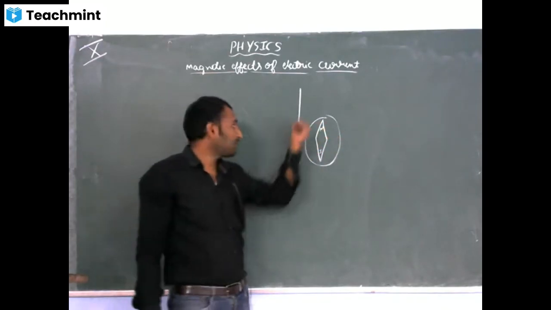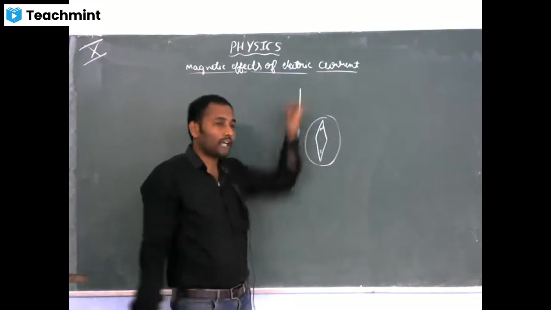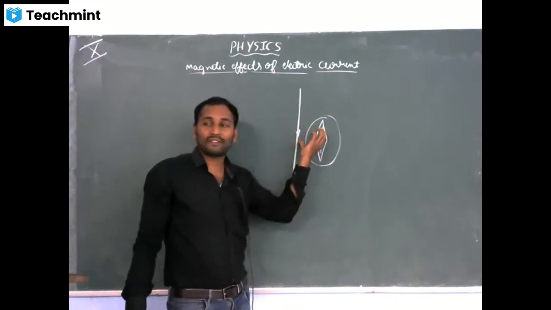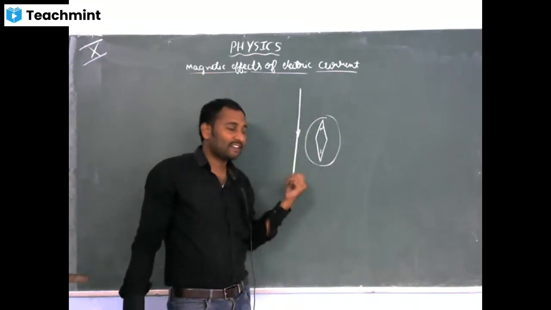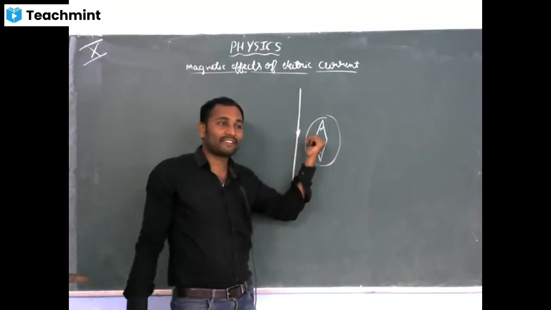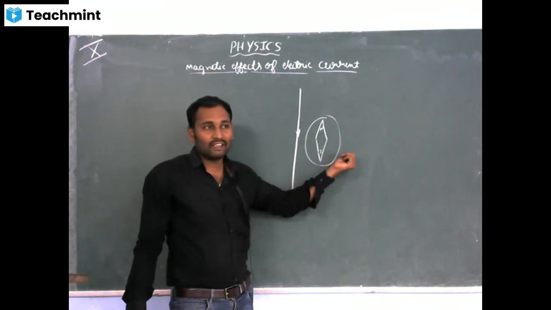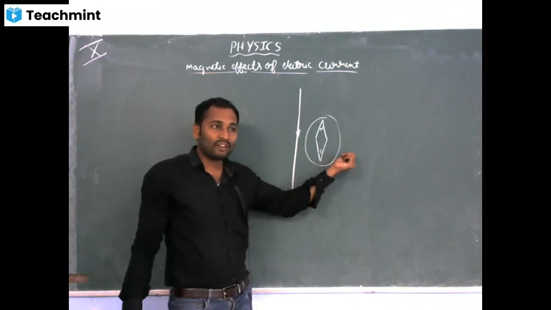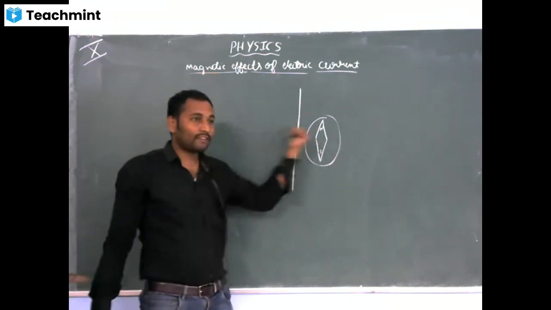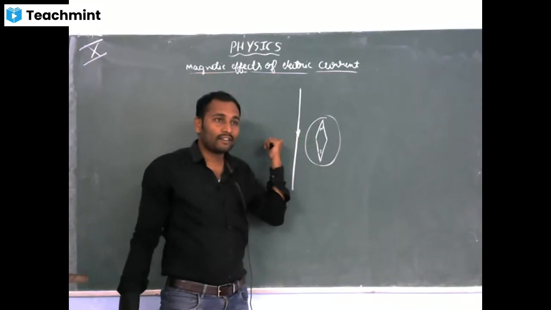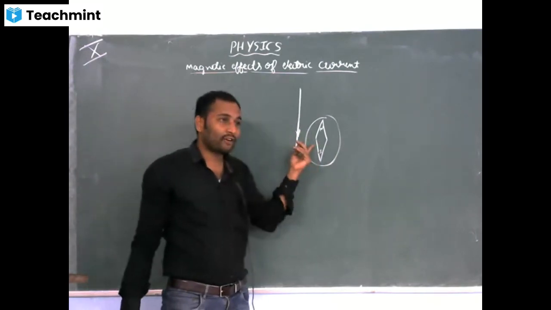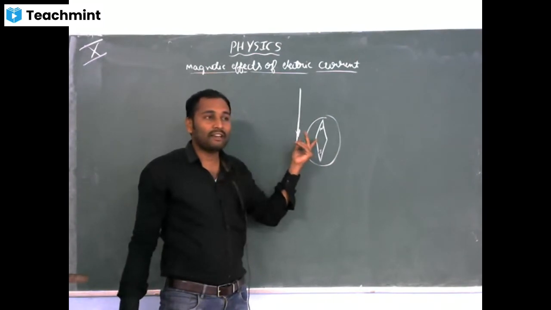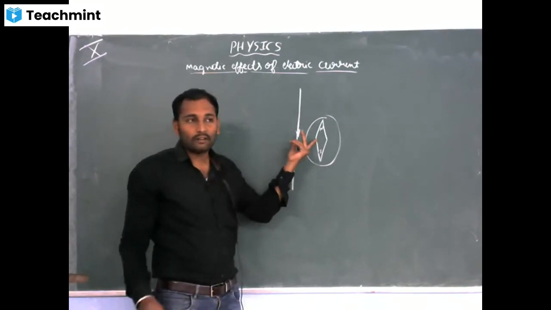He took one copper wire and placed a compass needle beside it. He allowed the current to flow through the wire. Then he observed that the compass needle started showing deflection. He came to the conclusion that around a current carrying conductor there will be a magnetic field. Because of that magnetic field only, the compass needle is deflecting.